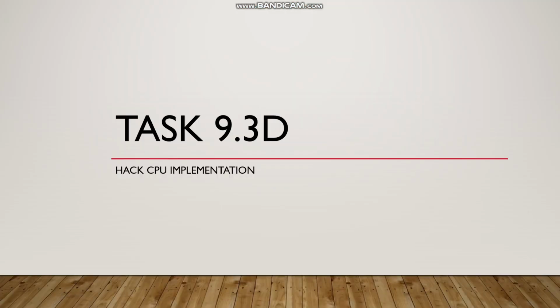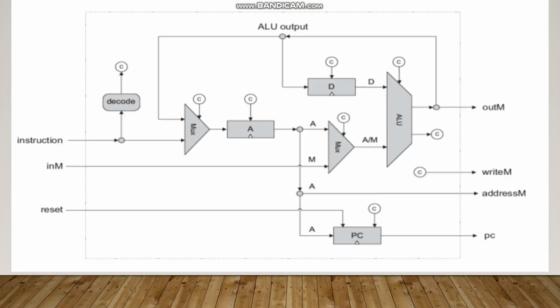In this video, I am going to explain how to implement HDL CPU code. This diagram is a proposed design for the CPU architecture which I am going to use to implement and explain the HDL code of the CPU. In the following diagram, the CPU consists of several logic gates such as the ALU, the A register, the D register, program counter, and the multiplexer.